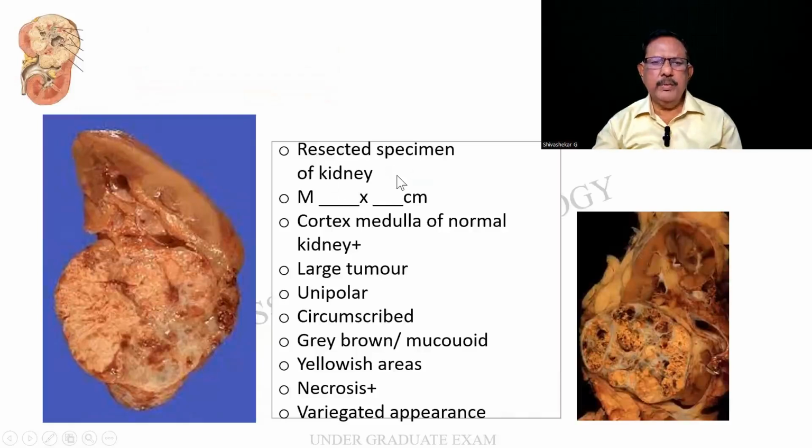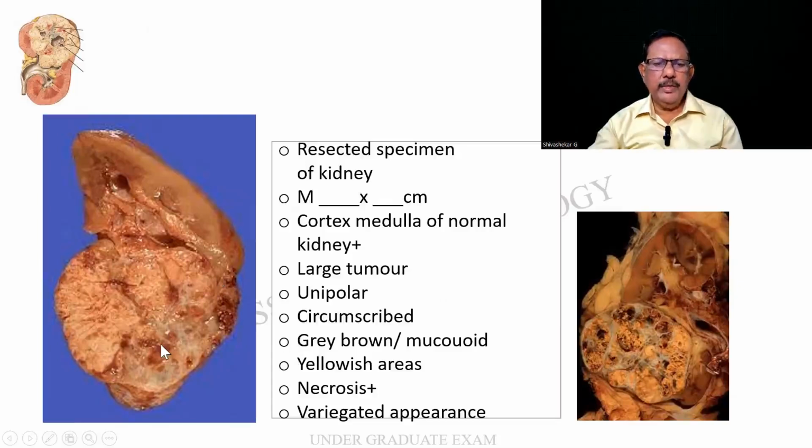Another resected specimen of the kidney measuring dash into dash centimeters. The cortex and medulla can be made out here. There is a large tumor which is unipolar. In this specimen, it is at the lower pole. It is circumscribed. Circumscribed means well demarcated but not capsulated.